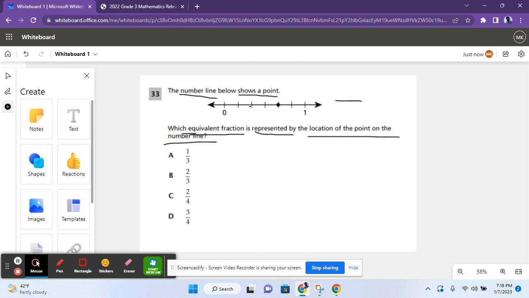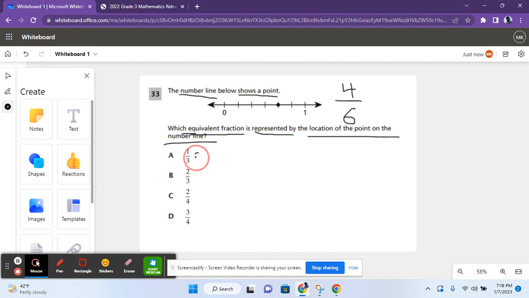So there are 1, 2, 3, 4, 5, 6 parts, and the point is on the first, second, third, fourth point. So you need to find an equivalent fraction of this. So you have to make all of them have a common denominator with 4/6.